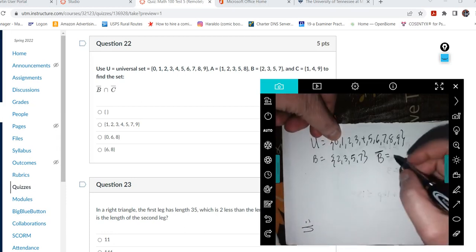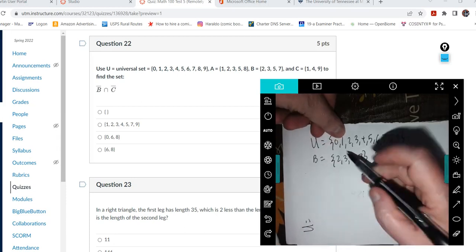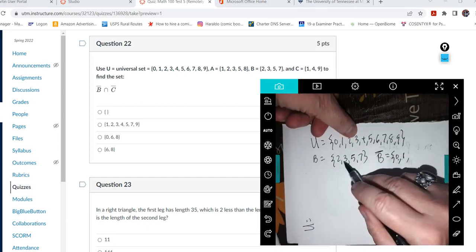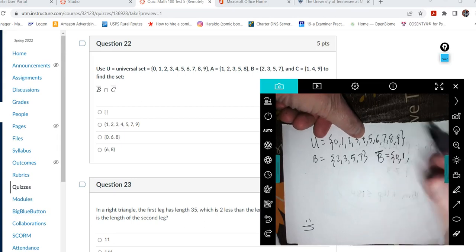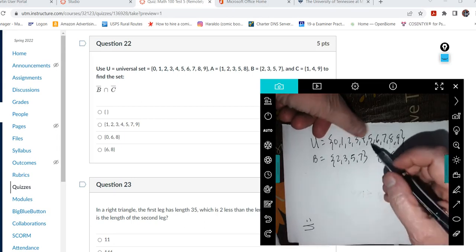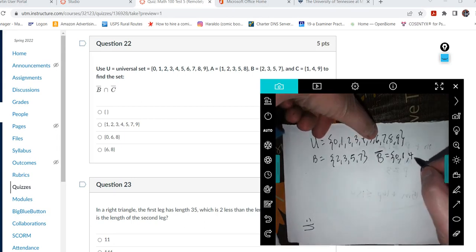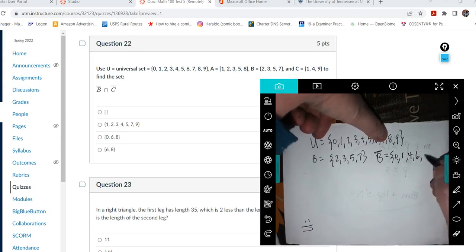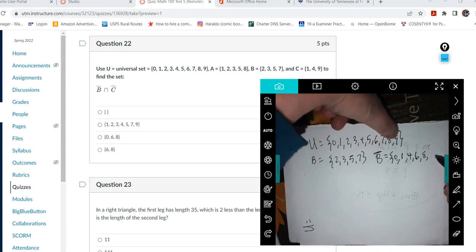So 0 is not in B, so it's in its complement. 1 is not in B, so it's in its complement. 2 is in B. 3 is in B. 4 is not in B, so it's in its complement. 5 is in B. 6 is not in B, so it's in its complement. 7 is in B. 8 is not in B, so it's in its complement. 9 is not in B, so it's in its complement.